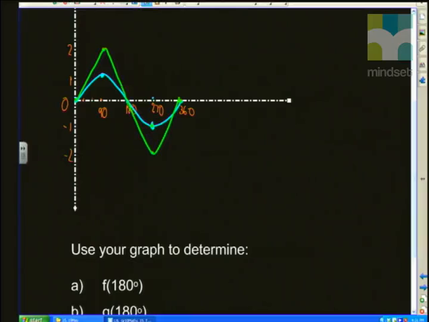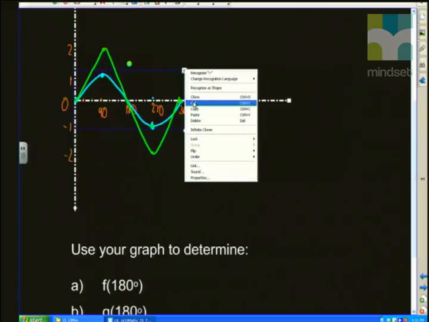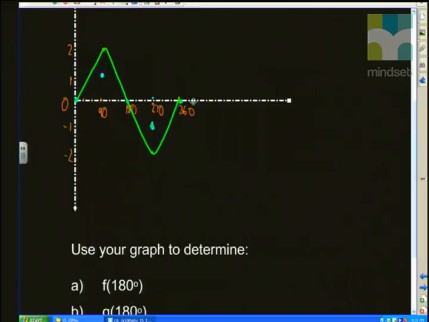The graph in green is the one I'm interested in, and you can see that vertical stretch between the blue graph and the green graph. Your amplitude has changed, your graph has been stretched out. I'm just going to delete the blue graph because we really don't need it. There we go, so we're just interested in the graph in green.